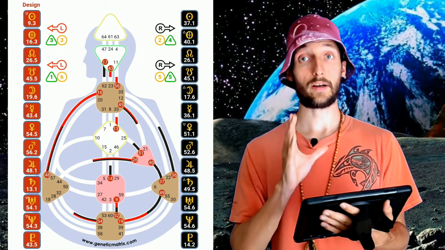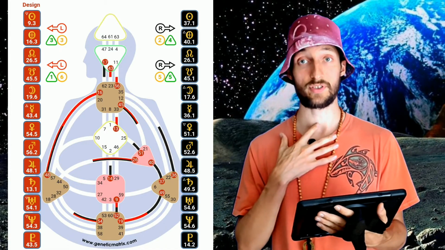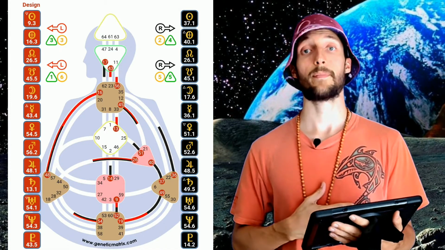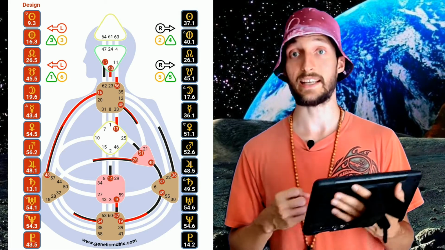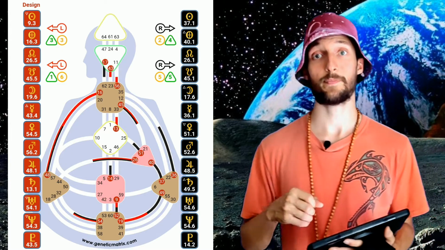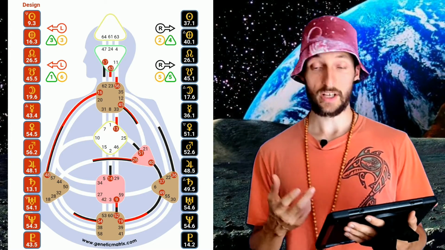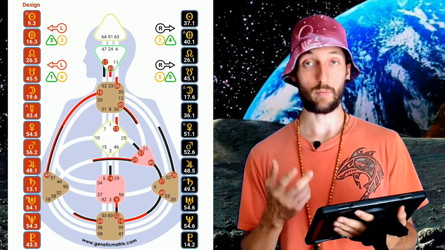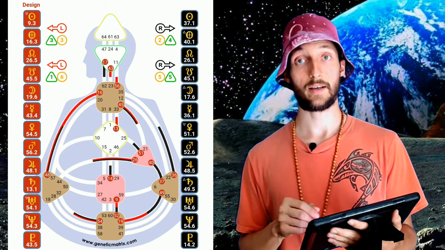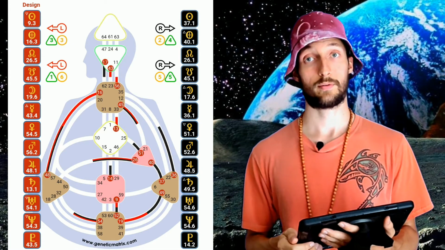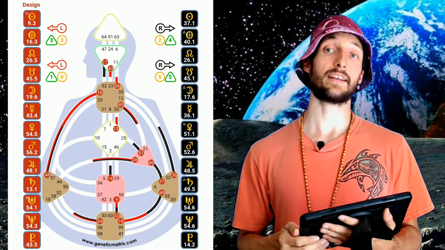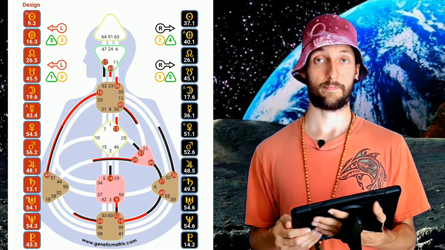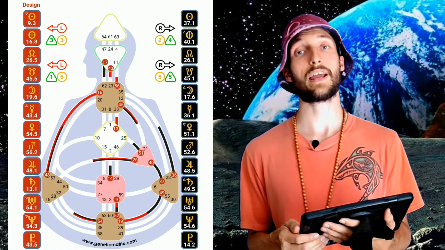Now, this is a very important channel for me personally. I had always thought, for a long time, I thought I had 3 activations in gate 48, for example. And then just the other day, I was really looking into it more and more, and I counted multiple times, and I only saw 2. I only saw 2 activations in there. And the 48 is the gate of depth. The 48 is the well.